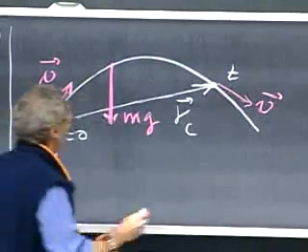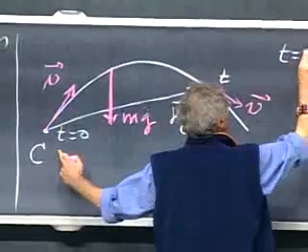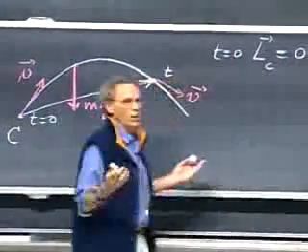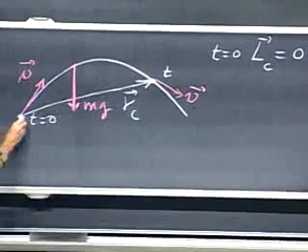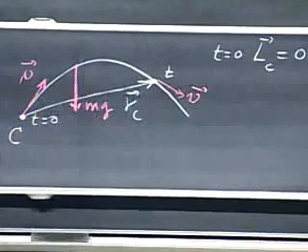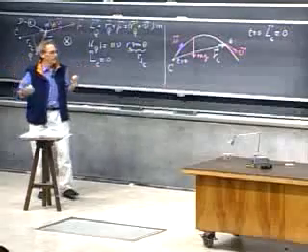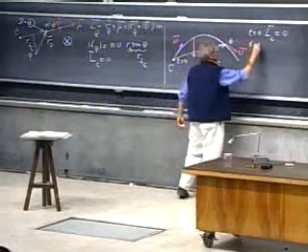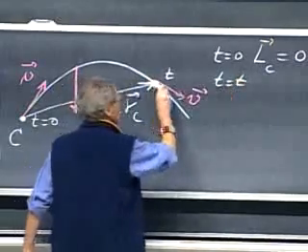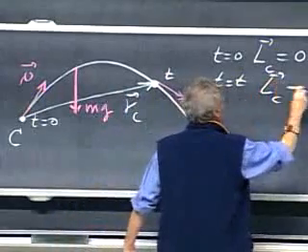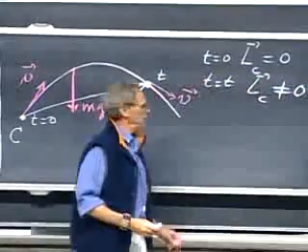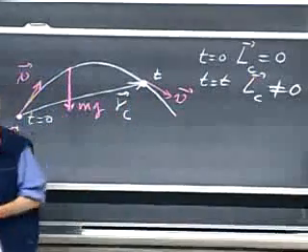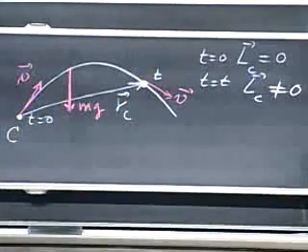What is the angular momentum relative to point C at time 0? The angular momentum is clearly 0, because the point itself, the mass itself, is at point C. So the position vector has no length. So it's clear that it's 0. What is the angular momentum at time t when the object is here? Well, that angular momentum is clearly not 0, because you see here position vector and you see the velocity. So clearly the angular momentum was changing.